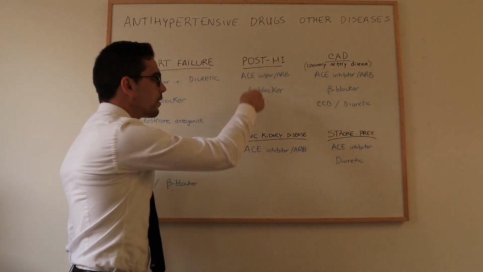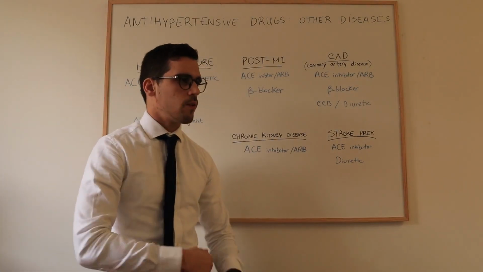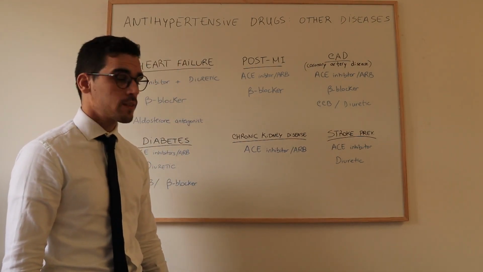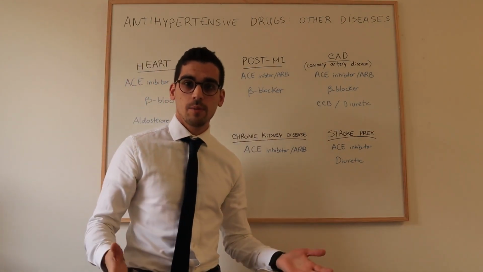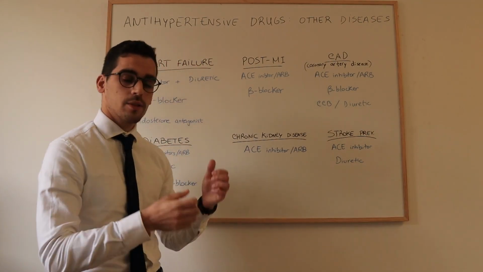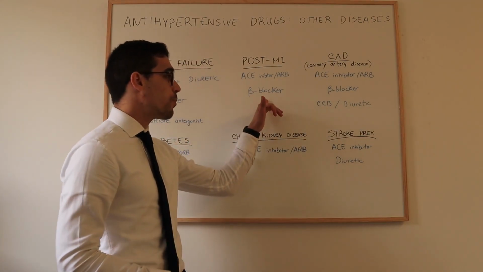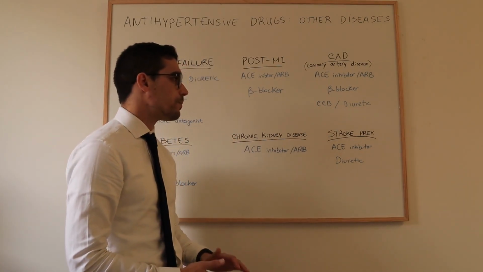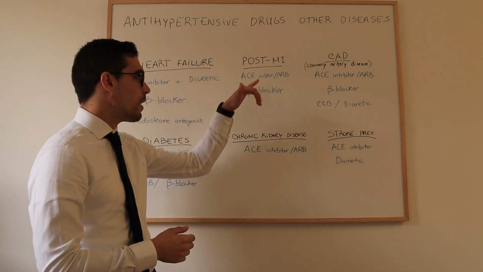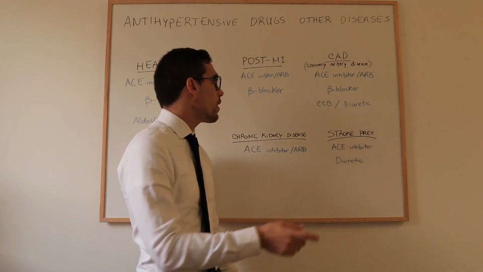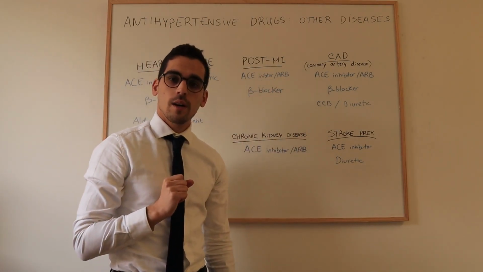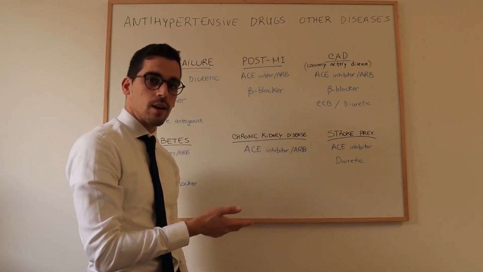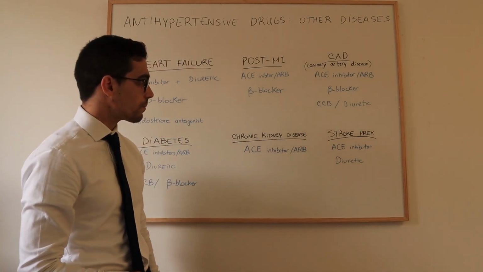Then another condition, myocardial infarction. So we have a patient with a heart attack. What to give them first? First of all, always give them a beta blocker, because beta blockers will slow down the heart and they are proven to reduce the risk of having another heart attack. So that's the first choice. And also ACE inhibitors or ARBs, because they are also shown to be cardioprotective and they will reduce the chances of another heart attack happening again.